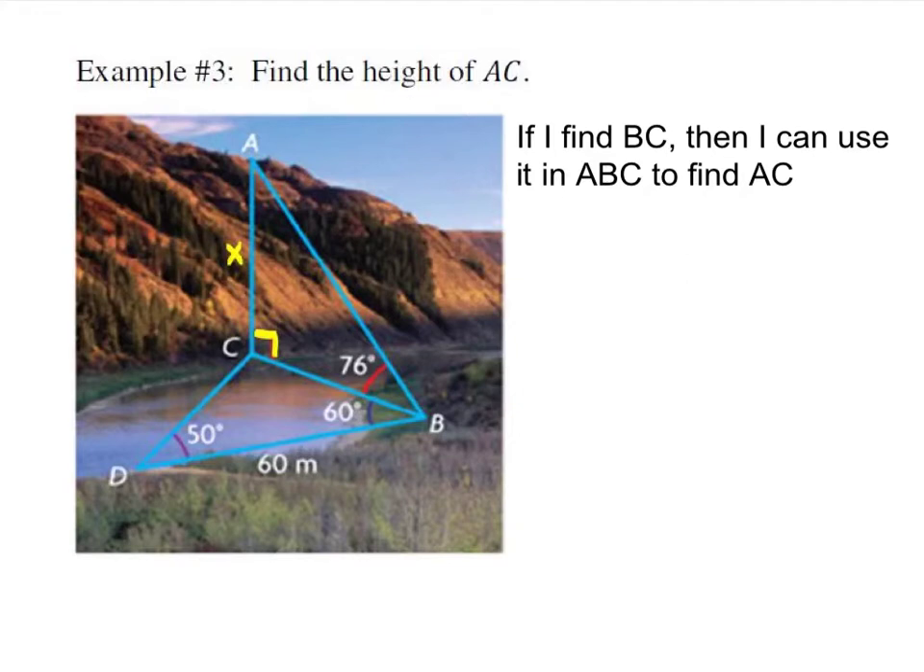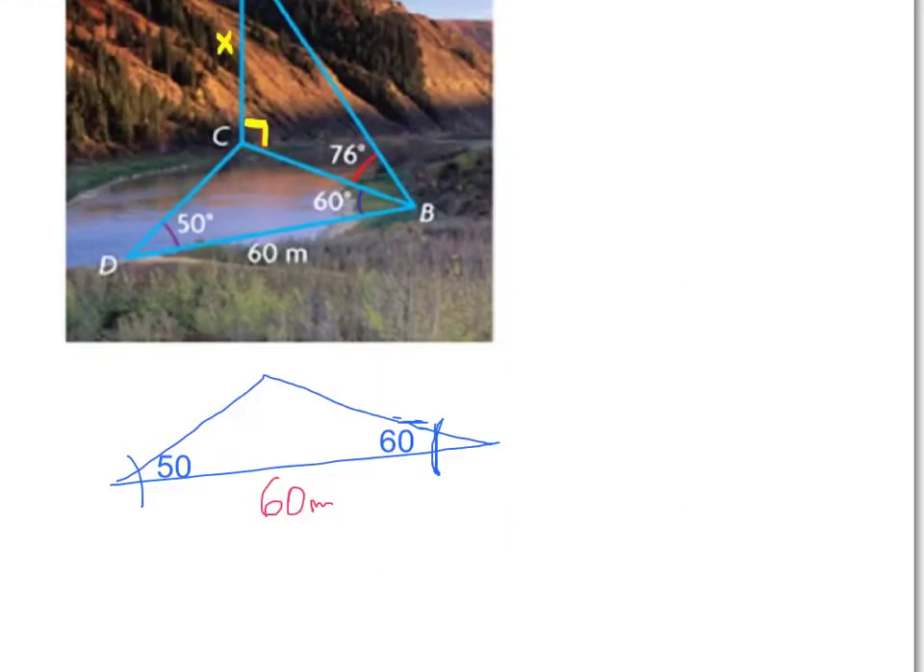Okay? So how would I go about doing that? Well, how do I find BC? Let's redraw this triangle down here. Well, there it is, the triangle redrawn. I know that this angle is 50, this angle is 60, this whole length is 60 meters. So I think that I'm going to use the sine law, except that I'm missing this angle up here. But we know that all angles in a triangle, this one plus this one plus this one, have to add up to 180. So that makes this angle up here 70 degrees.